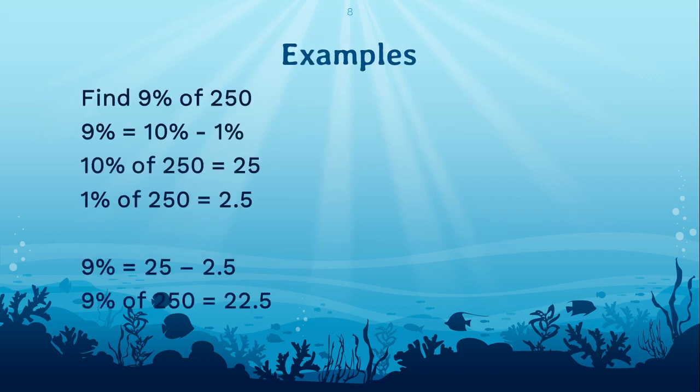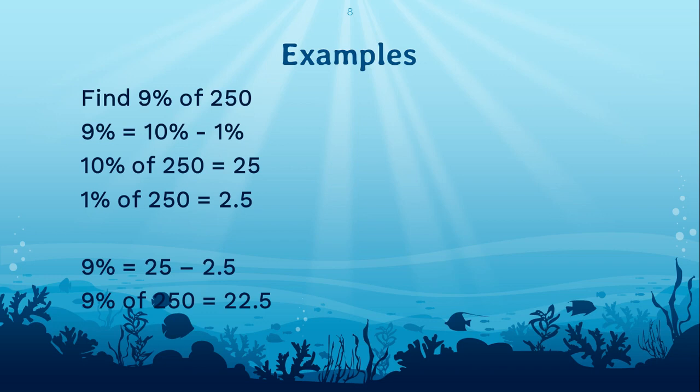Now let's proceed to additional examples. First example here, we are asked to find 9% of 250. So 9% is also equal to 10% minus 1%. So we need to find these two component percentages. So 10% of 250 is found by simply moving the decimal point to the left once. So that gives us 25 or 25.0. And 1% is moving the decimal point twice to the left, and that gives us 2.5.